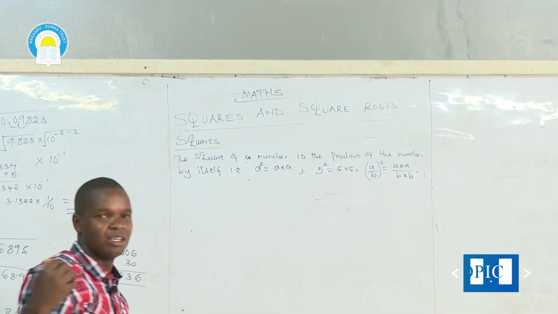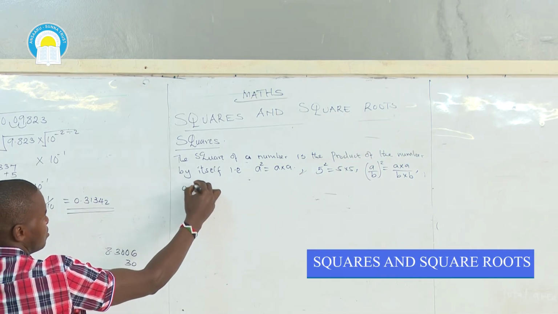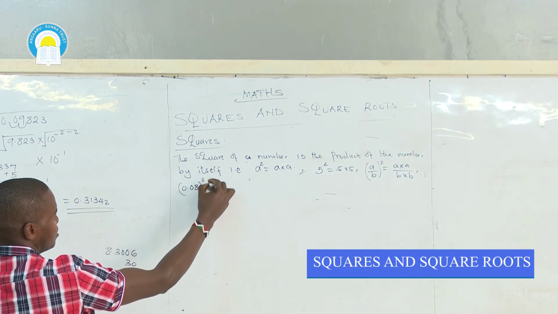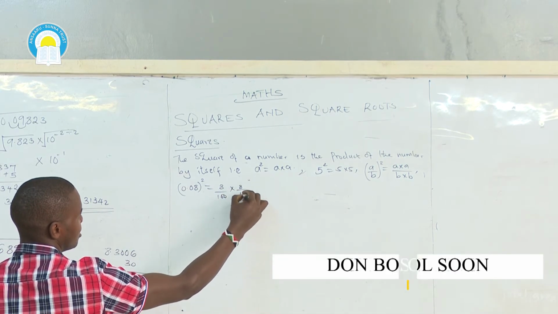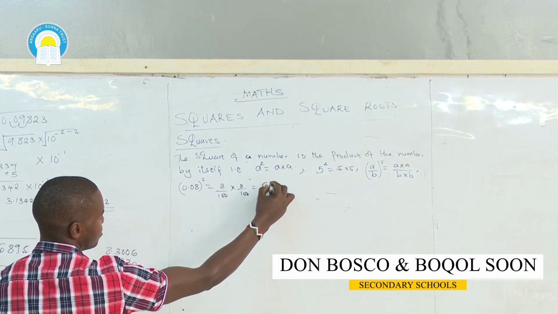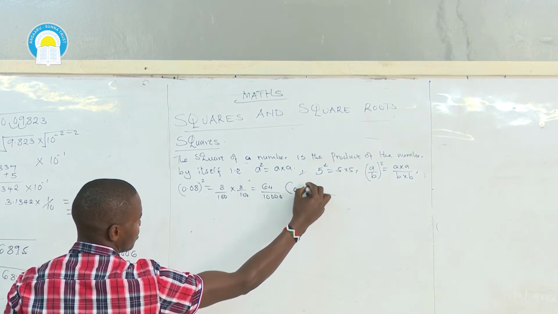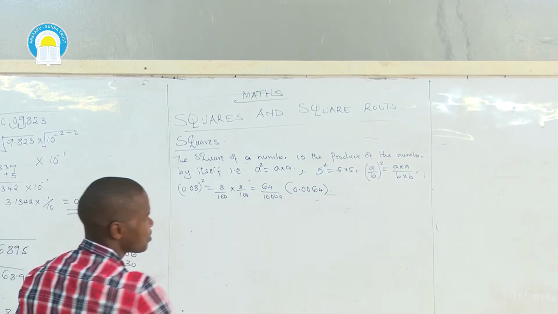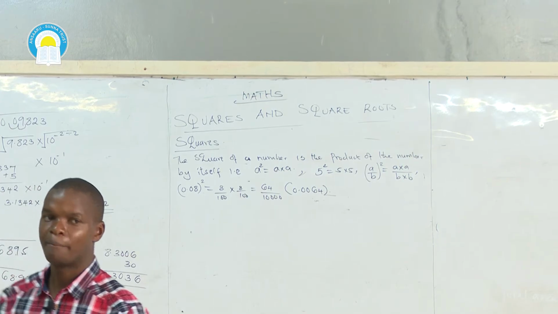You can also find the square of a decimal number. Let's say we have 0.08 squared, which is the same as 8 over 100 times 8 over 100, which is 64 over 10,000. And you can write this in decimal form, which is 0.0064. Generally, that's how you find the square of a number by multiplication.